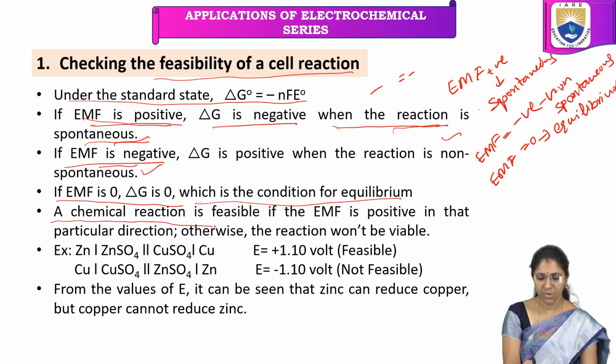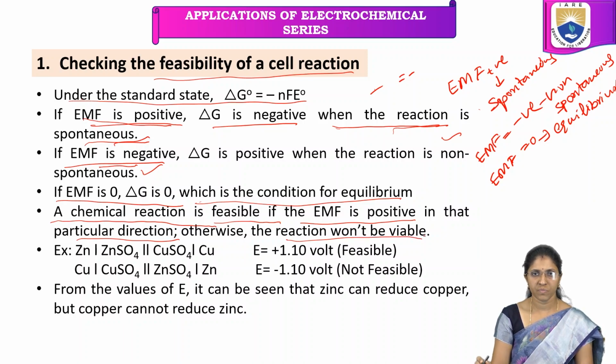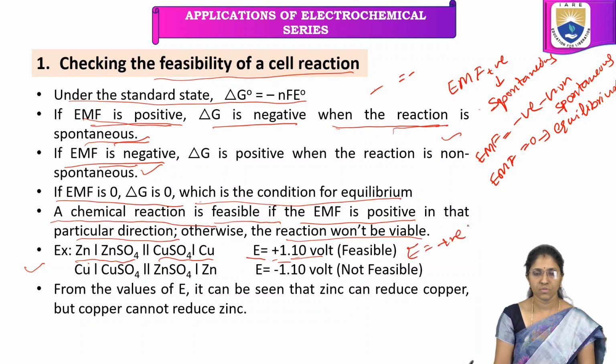For example, a chemical reaction is feasible if the EMF is positive in that particular direction. Otherwise, the reaction won't be viable. This is one example. Here, we have taken zinc in zinc sulfate and copper in copper sulfate. This is one electrochemical cell. The EMF of this cell is plus 1.10 volt. Plus 1.10 volt means the EMF is positive, so this reaction is spontaneous. This reaction is feasible.